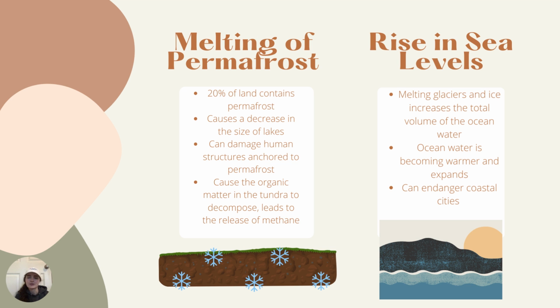Another effect of climate change is the melting of permafrost and rise in sea levels. The permafrost is the layer of ice in the soil in cold areas, and when they melt, it causes decreases in the sizes of lakes, human infrastructure damage, and the release of methane. A rise in sea levels from glacier melts also means that human cities might be affected as well.